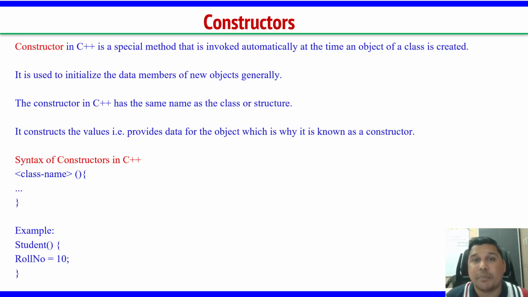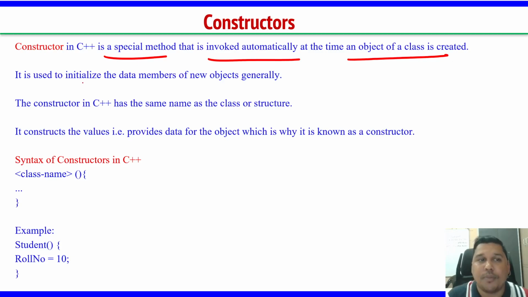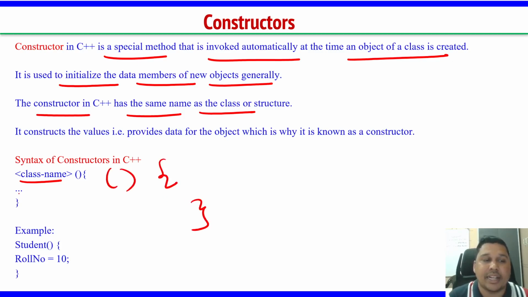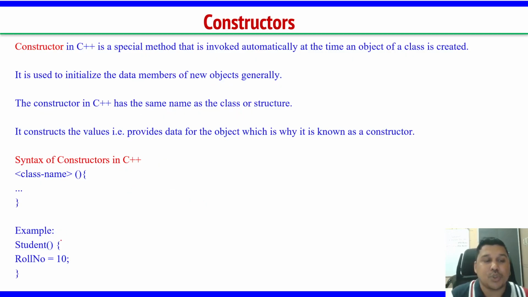Again, to repeat, a constructor is a special method that is invoked automatically when the object is created. Its main job is to initialize the data members of the objects. The constructor in C++ has the same name as the class. See the syntax here, it is simple: class name, round bracket, open flower bracket, close flower bracket, and inside that you can write some statements. See the example here: the class name is student, so the constructor name is student, open flower bracket.